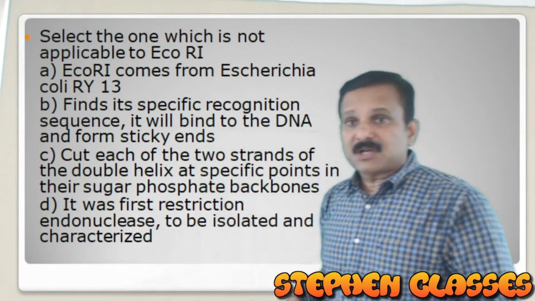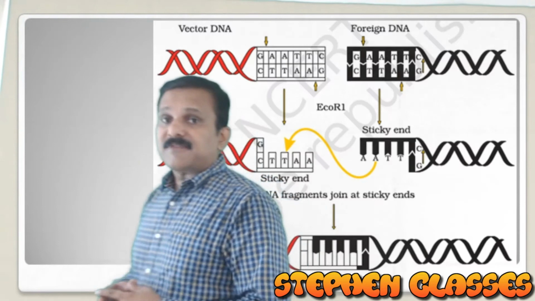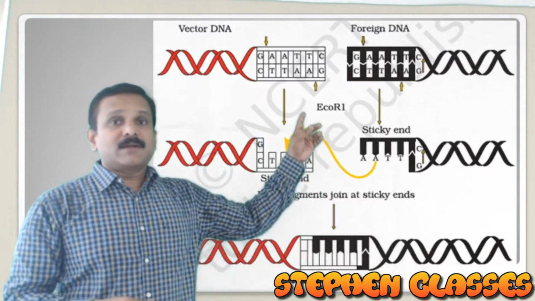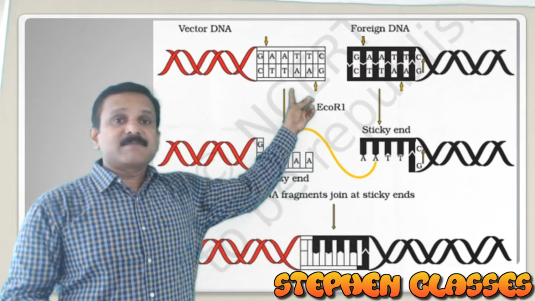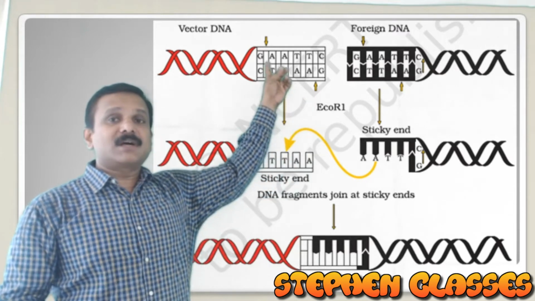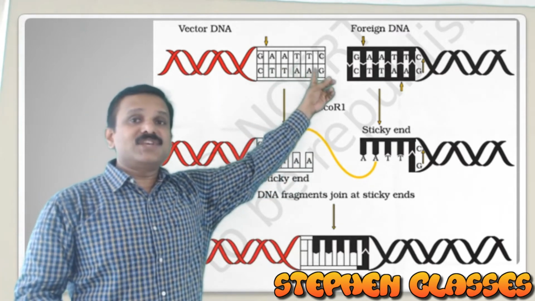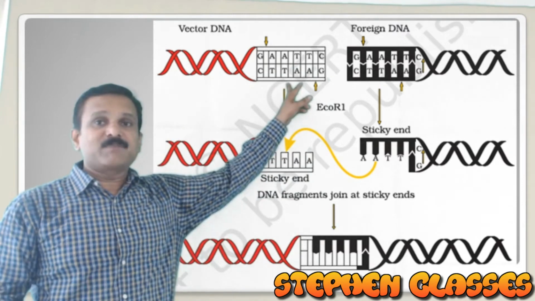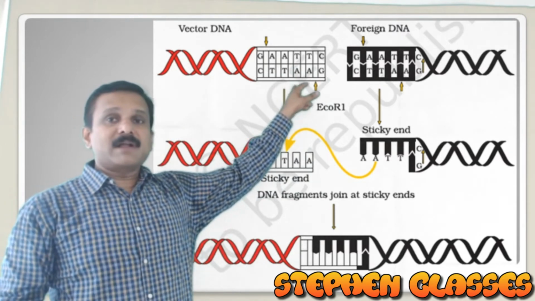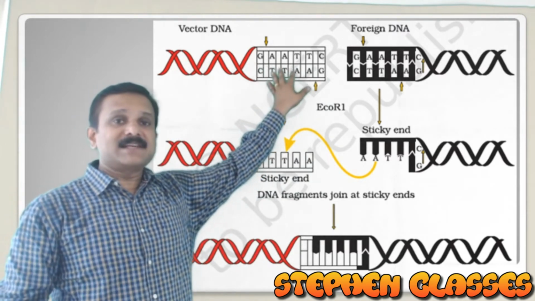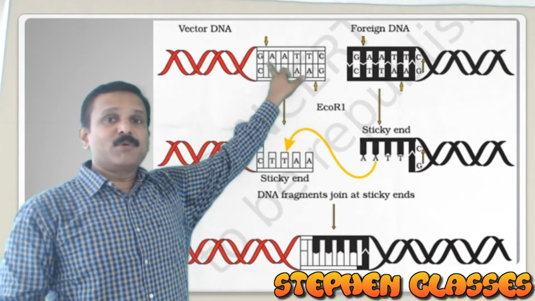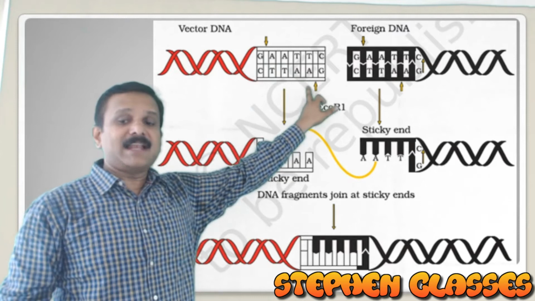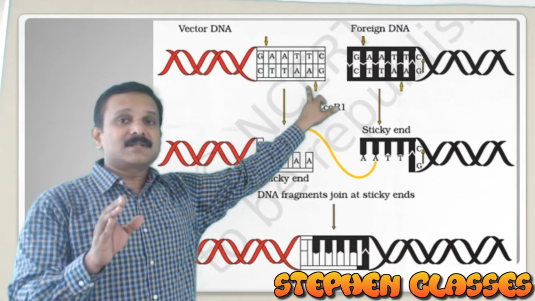We have a picture of the cutting by EcoR1. You know, EcoR1 will identify a specific sequence from 5' to 3', GAATTC. Okay, so here if EcoR1 finds a sequence like this, it will cut between G and A. On both the strands, between G and A, it will make a cut.